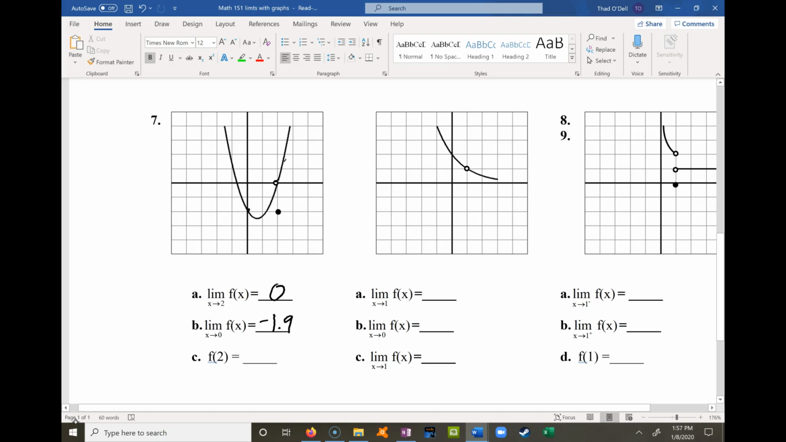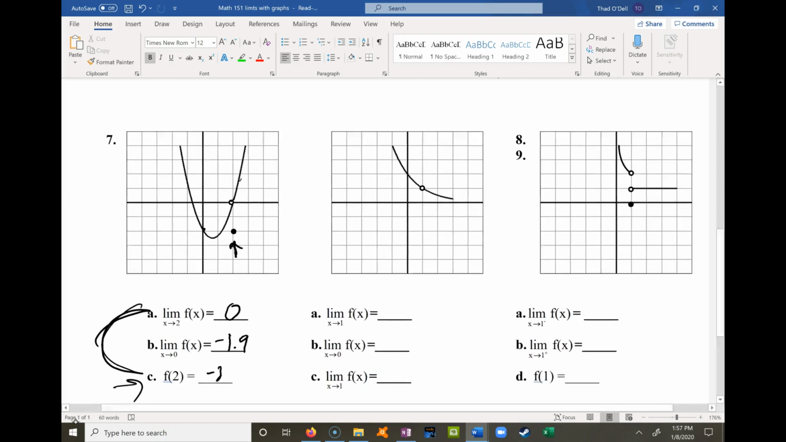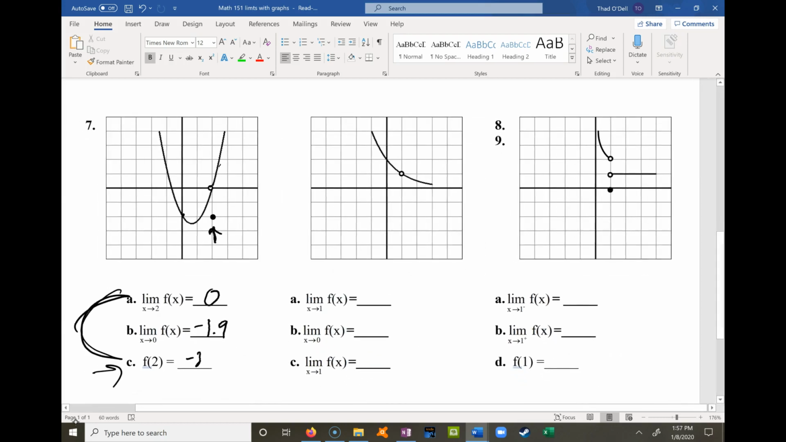And now this is a completely different question. This is saying, what is f of 2? Well, f of 2 is actually negative 2, because that's where that little dot is, right? You see that dot? So you can see that these are clearly asking two different questions, and in this case, they get two different answers. Okay? Moving on to this next one.